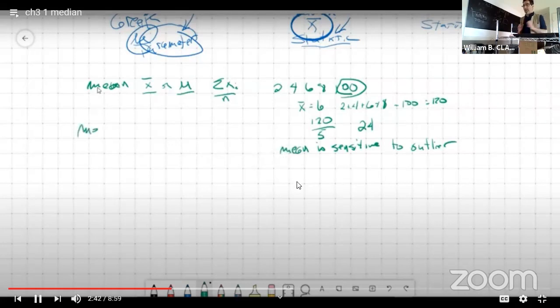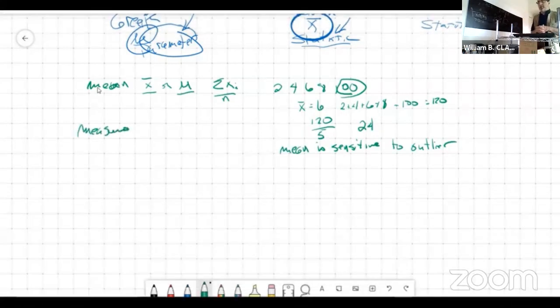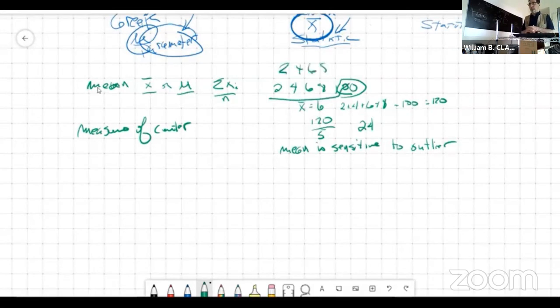The mean is called a measure of the center, and that's pretty clear. It's supposed to measure the center of the numbers 2, 4, 6, 8, 10. It's supposed to measure the center of that, and the mean is 6. That's kind of the center. Okay, but we have other measures of the center as well, and another one is called the median.